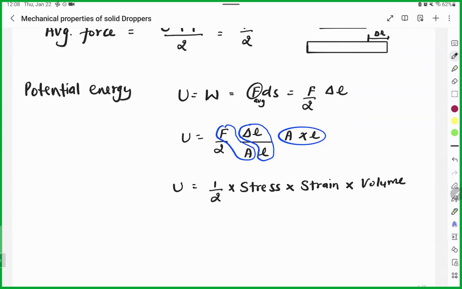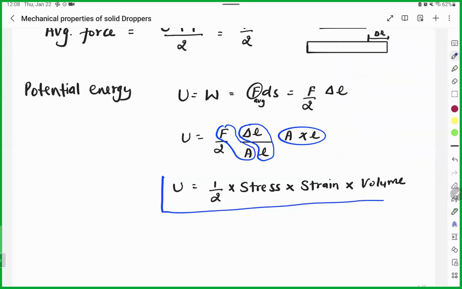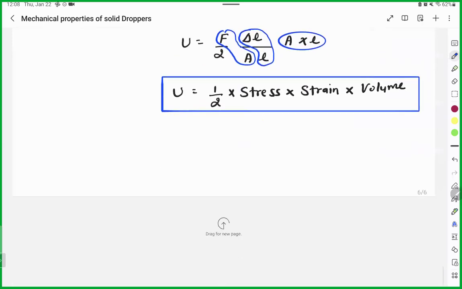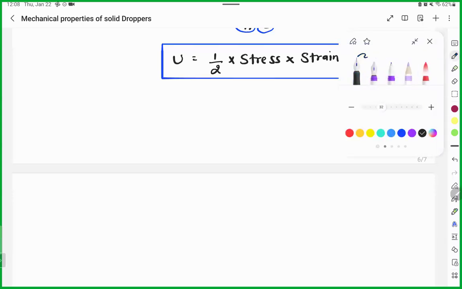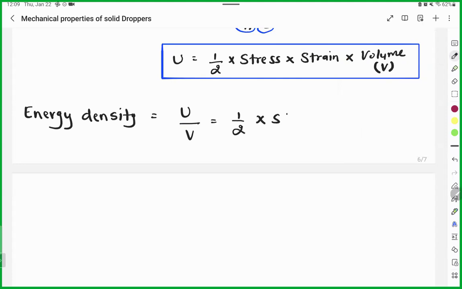This is your energy, the potential energy stored when you are expanding it. If you calculate the energy per unit volume, if you calculate energy density, it will be equal to energy per unit volume V. So it will be equal to 1 by 2 stress into strain.